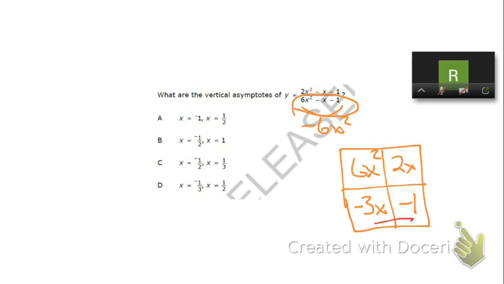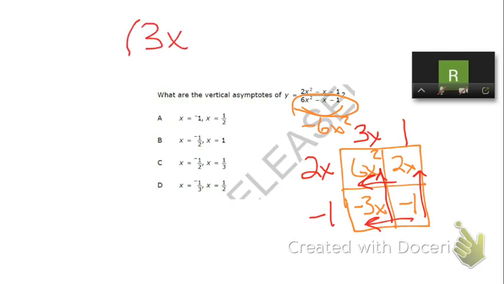So, arrows, you got going to the left. So what's common in negative 3x and negative 1? Negative 1. Common between 6x squared and 2x would be 2x. You got going up. So common between 6x squared and 3x would be 3x. Common between 2x and 1 would be 1. So now we have 3x plus 1 and 2x minus 1.